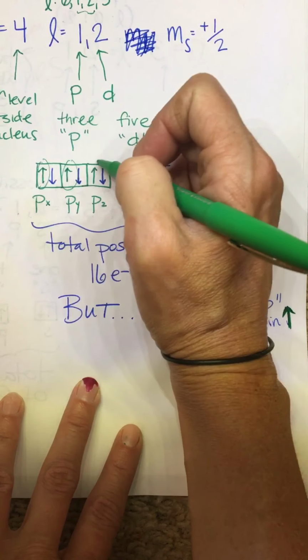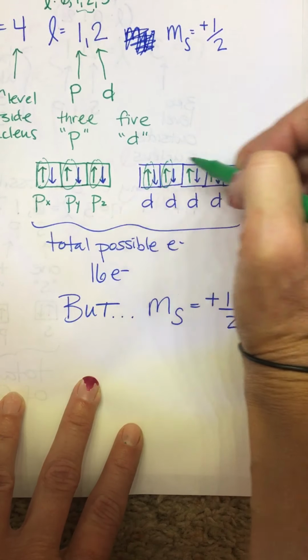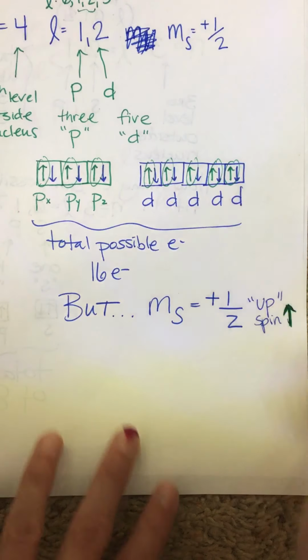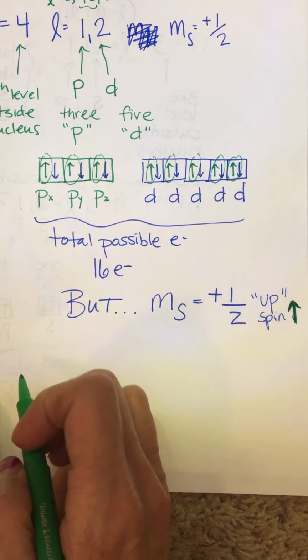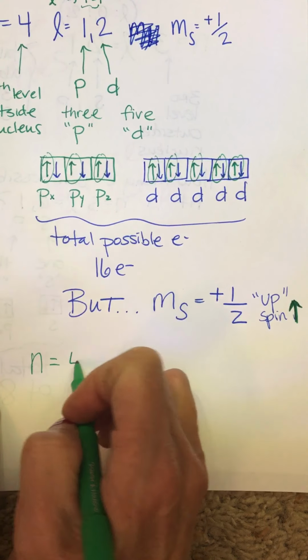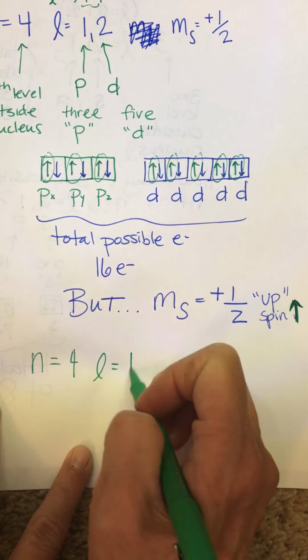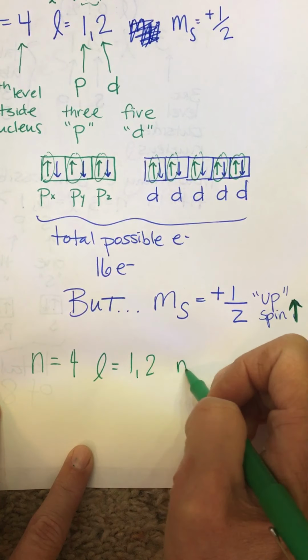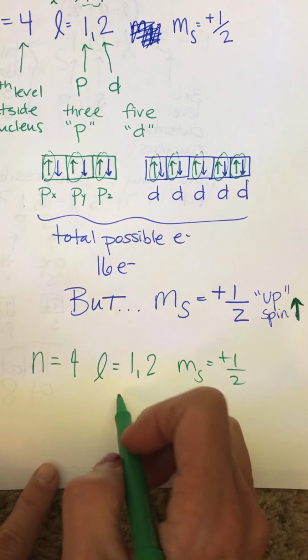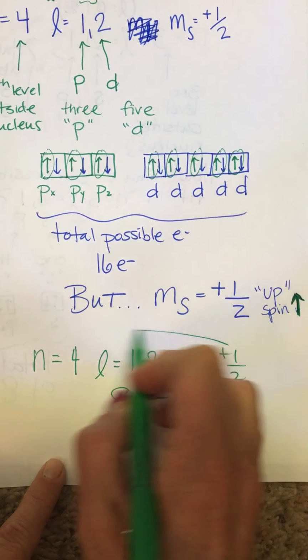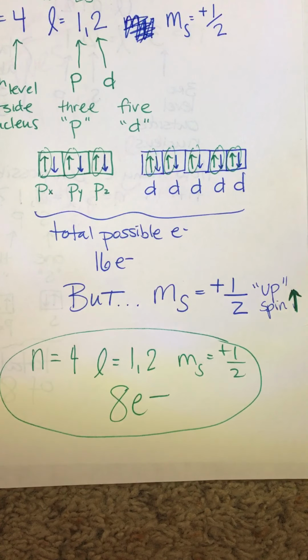1, 2, 3, 4, 5, 6, 7, 8. So the possible electrons that fit this are N equals 4, L equals 1 and 2, and m sub s equals positive 1/2. All of this is talking about 8 electrons.